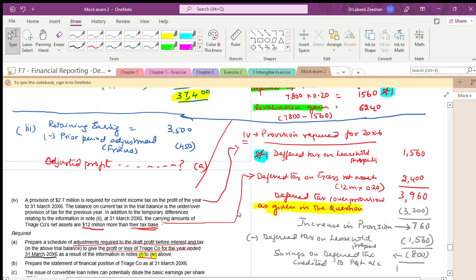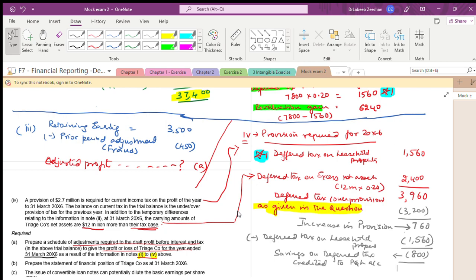Why do you decrease the deferred tax again? Yes, 1560, exactly. You did ask me the same question last time. Okay, see, leasehold property. First, you have to show the complete deferred tax: deferred tax on the leasehold property, deferred tax on the excess property.